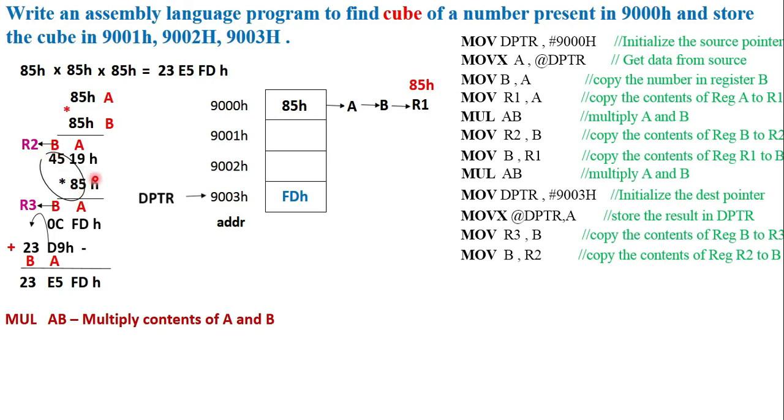So now we need to load this data 85 into the accumulator. Who's having 85? R1 is having 85. So copy the contents of R1 into the accumulator. So the instruction is MOV A, R1. Once we have copied this content over here, now we can perform the multiplication between the two. So A and B registers are ready. So now we can perform the third multiplication. So we write MUL AB. After this multiplication, the third product 23D9H is now ready.